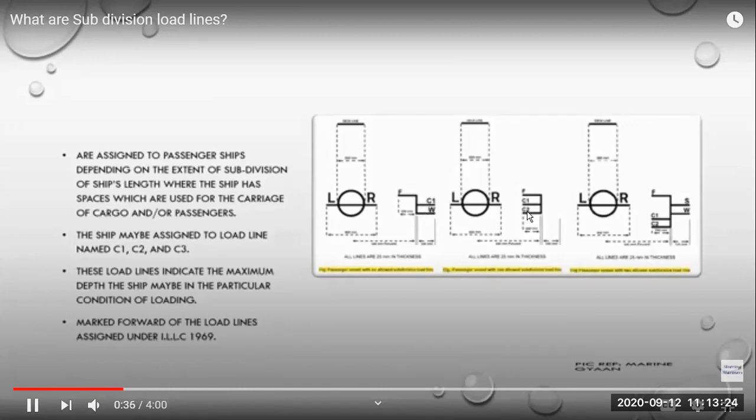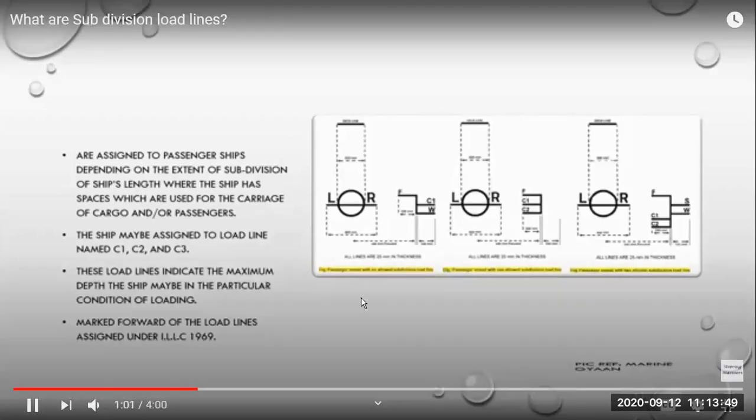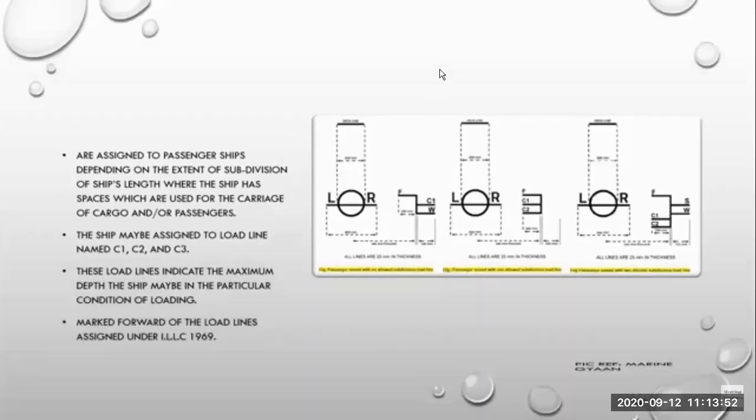Then C1, C2, there will be different conditions, in which case how much cargo you are carrying. So you can go up to this load line or this load line, depending on how many subdivisions we have at that time. So like this, you have all these types of load lines at the maximum depth the ship may be in for a particular loading. And the requirement is that these load lines should be marked forward of the normal load lines, and these are as per the Load Line Convention 1969.